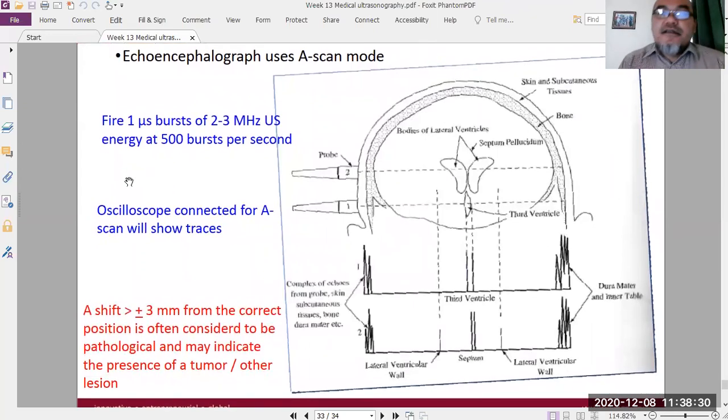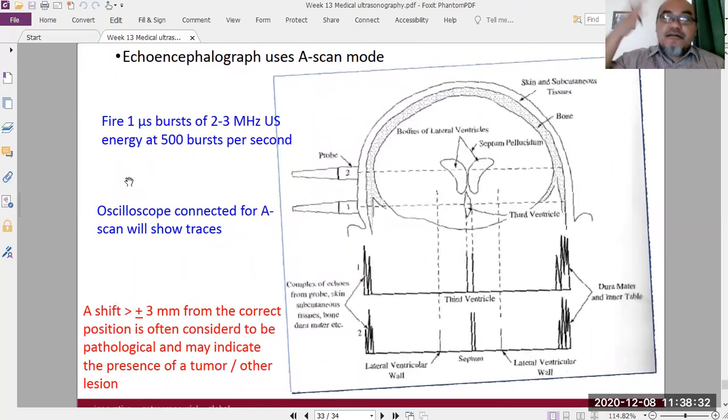So the echoencephalograph uses A-scan mode, so time-based or depth-based imaging. Fire 1 microsecond bursts here, for example, from this probe, of 2 to 3 megahertz ultrasound energy at 500 bursts per second. So there are 500 bursts within 1 second, each burst is 1 microsecond in duration and having a frequency of 2 to 3 megahertz.